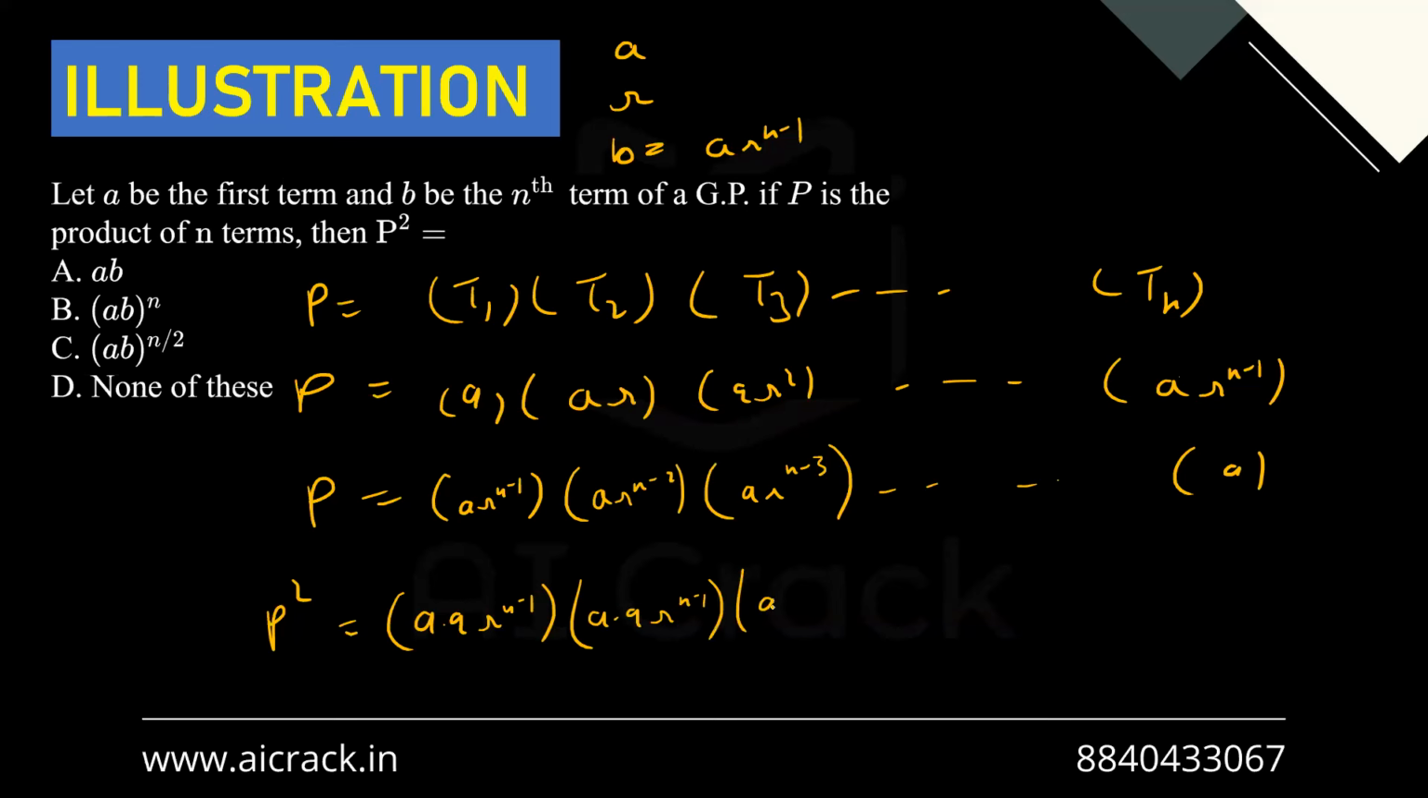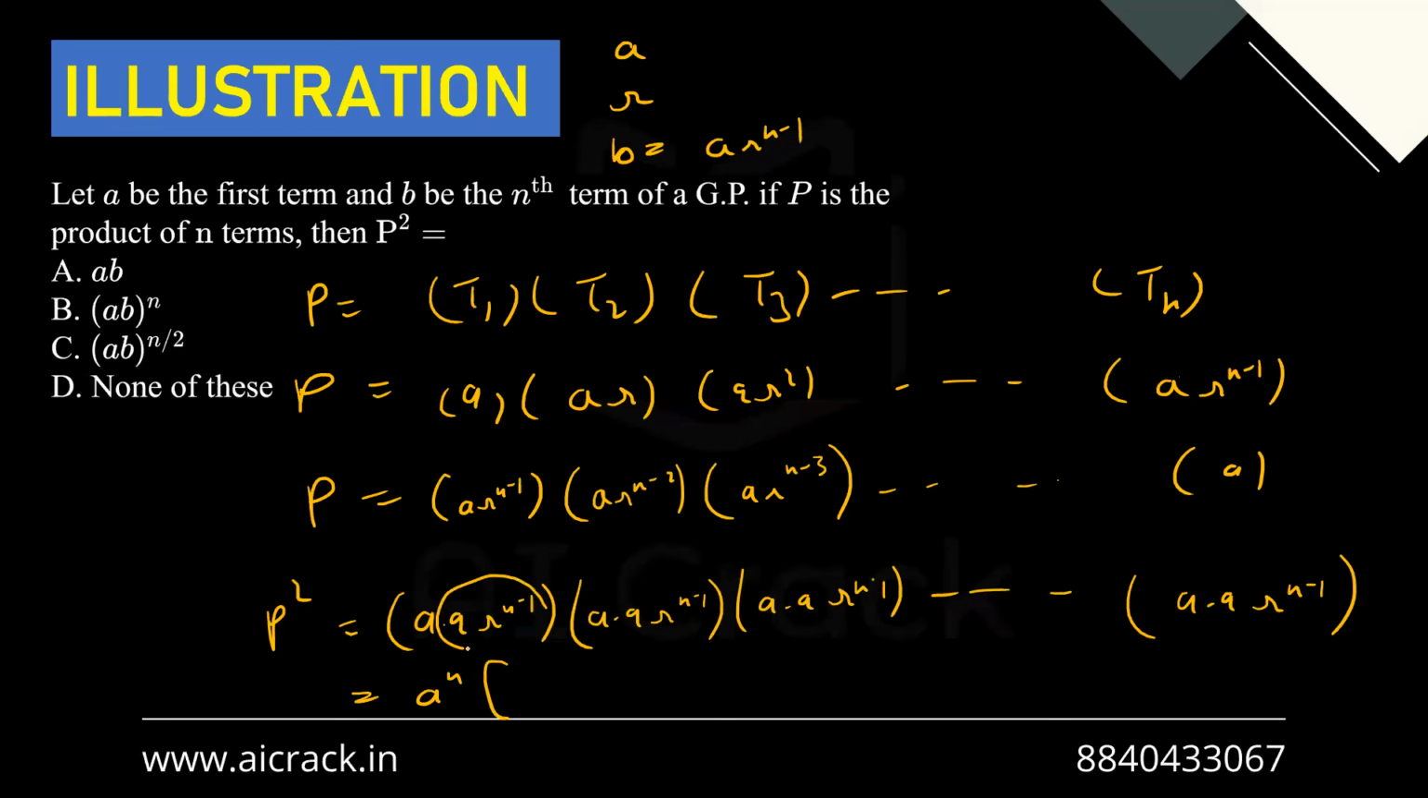Similarly, over here, we'll be getting a·ar^(n-1), till the end we'll be getting a·ar^(n-1). Now, if you take this a, this a, this a out of the picture, we'll be getting a raised to n, because we have n terms. Every single term has a, so on multiplication, we'll be getting a raised to the power n.